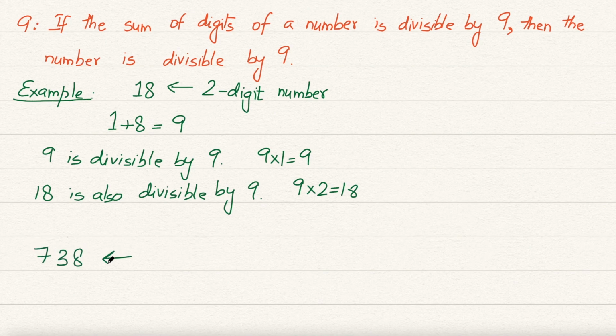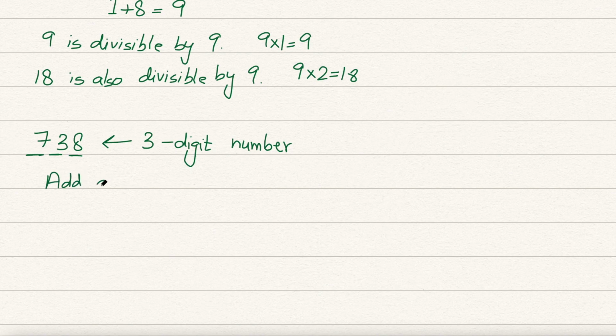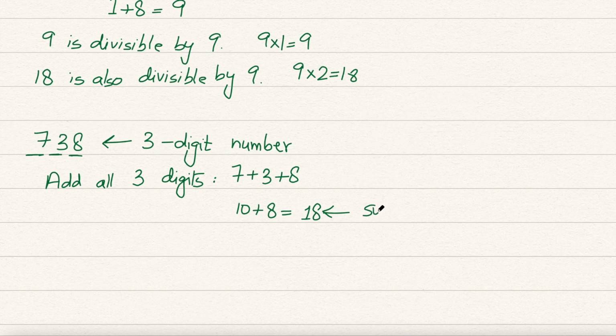Let's look at the second example. 738 is a 3-digit number. 7 is a digit, 3 is a digit, and 8 is a digit. You need to add all these digits. If you add all 3 digits, then this is 7 plus 3 plus 8. 7 plus 3 is 10 plus 8 is 18. 18 is the sum of digits.